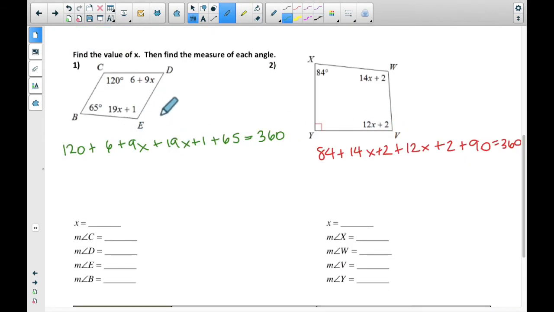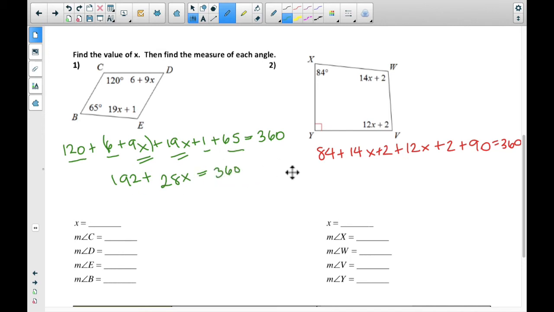All right, well, what if we put variables in there? Well, the same thing. We're just going to add up the four of them. So 120, and then I put these in there, and I put this in there for 19x plus 1. I just add all four of these together and set it equal to 360. And then we know how to add these. We want to add our like terms, so I'm going to add up 120 plus 6 plus 1 plus 65. I go to my calculator, and I believe that is 192. Then I add up my x's, and I have a 9x and a 19x, and that's 28x. And I'm going to set that equal to 360.